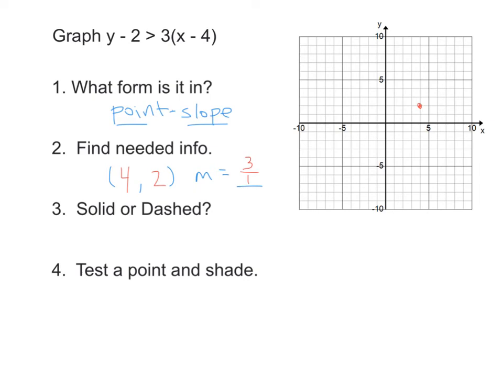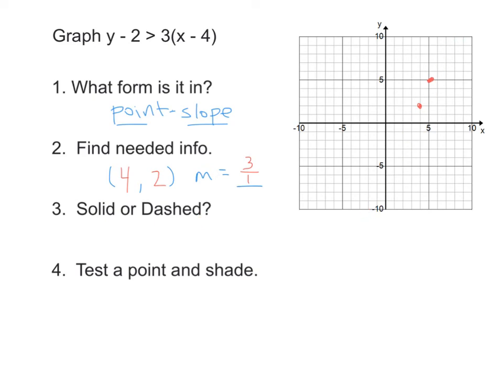And then we are going to rise 3 and run 1. So up 3 and right 1. So up 3 and right 1 will give us a point right here. Now, be very careful at this point that you don't jump to immediately drawing a line. I know we're used to that, but don't do that because question number 3 is an important one right here. Is this line going to be solid or dashed when we draw the line?